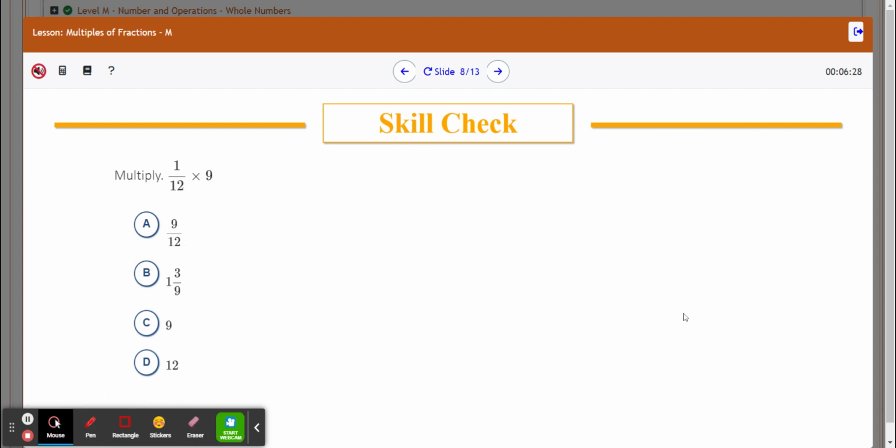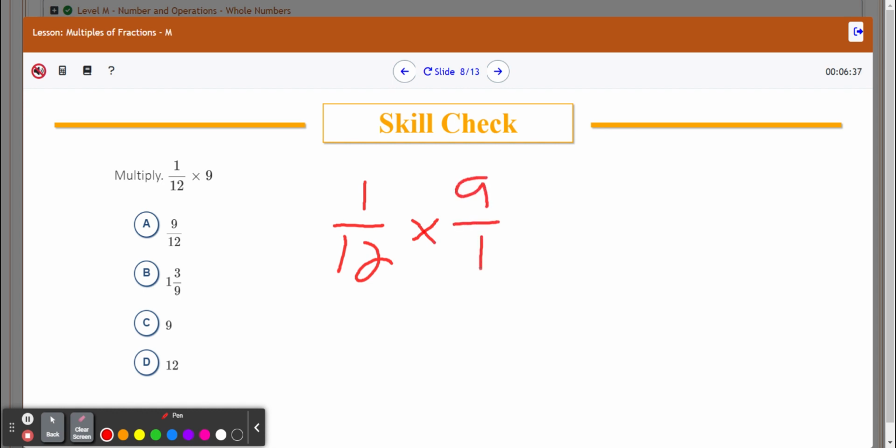One more example, same thing. All right, 1 over 12 times 9. Now again, you just have to know that there's a 1 under there in the denominator spot because 9 over 1 equals 9. You don't have to write it, all right? You just have to know that it's there.